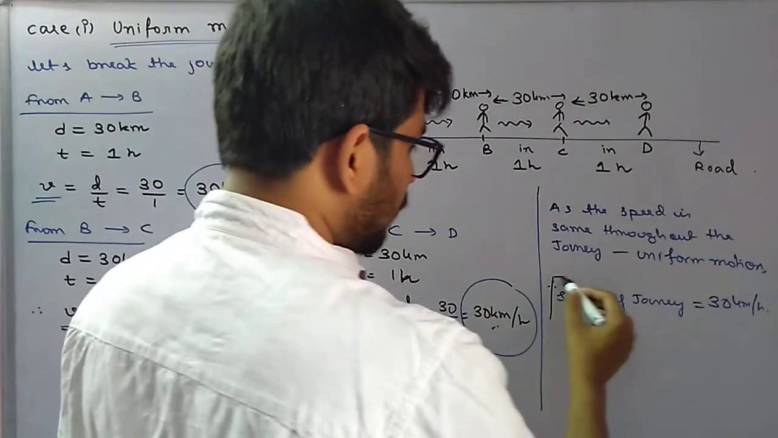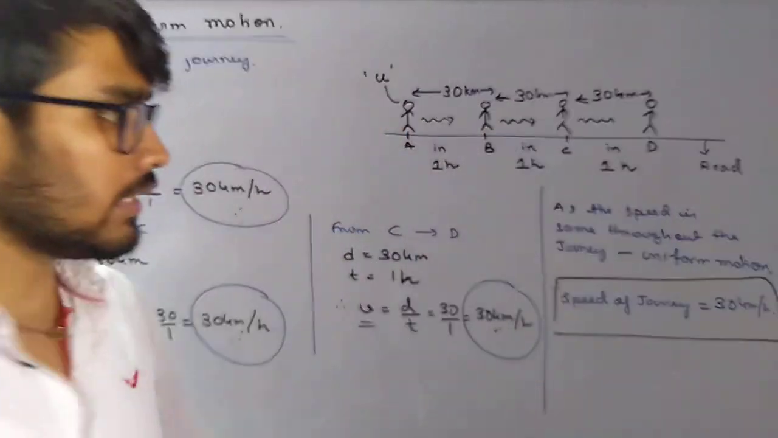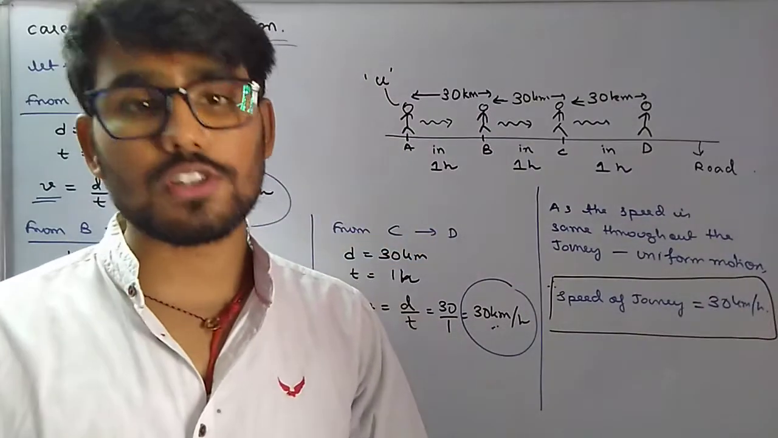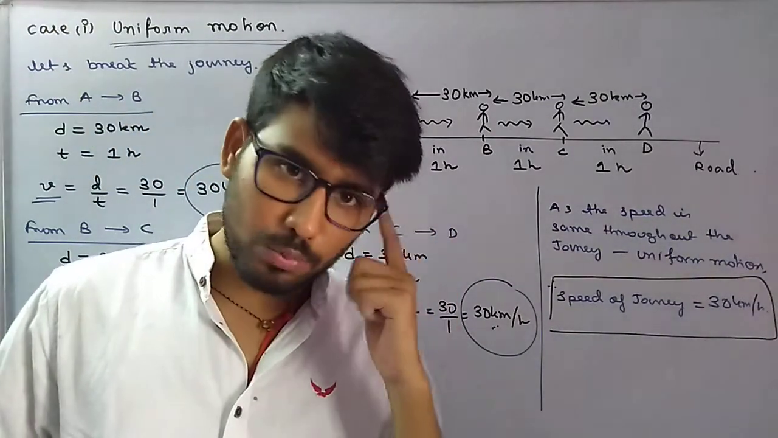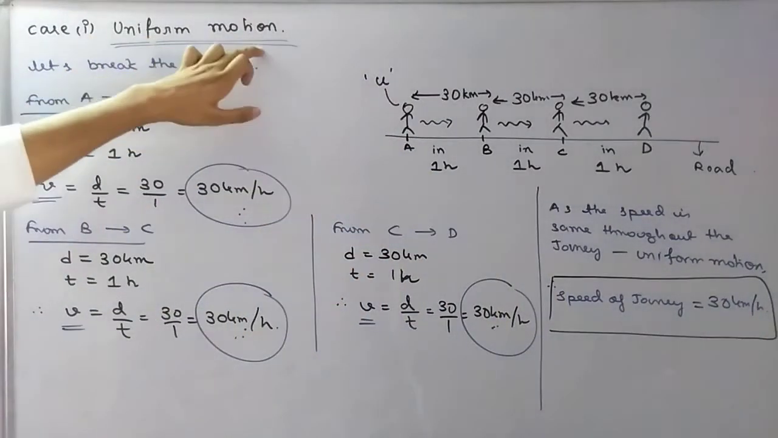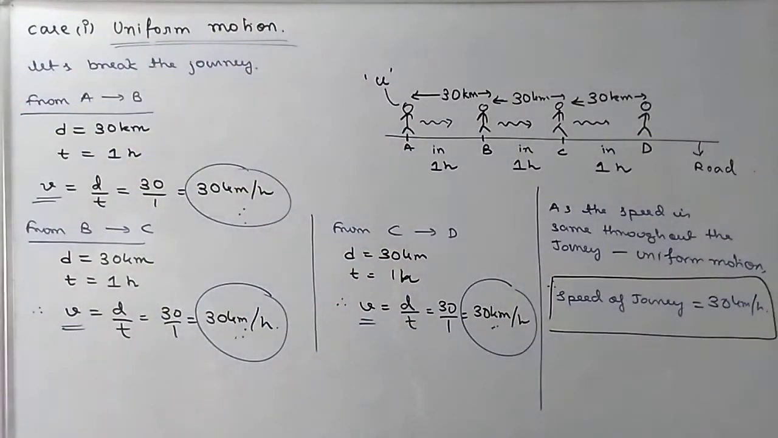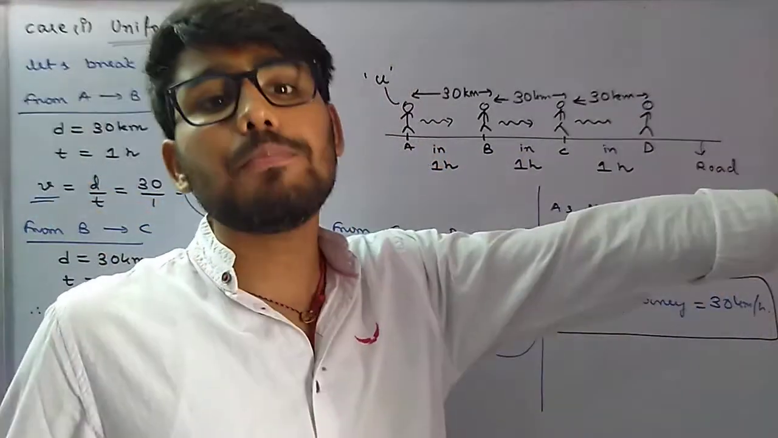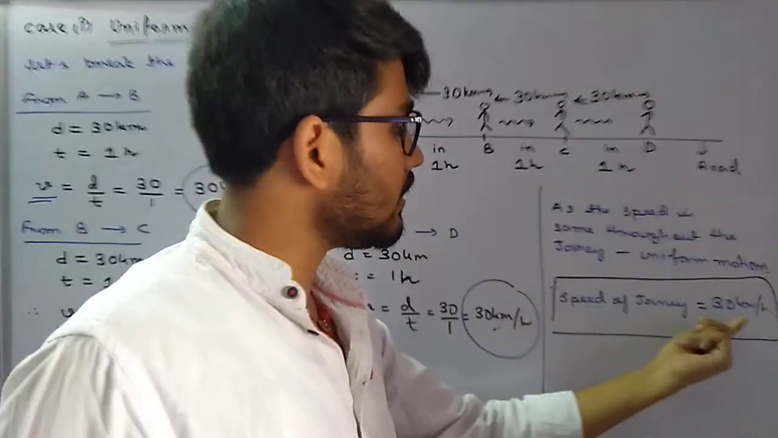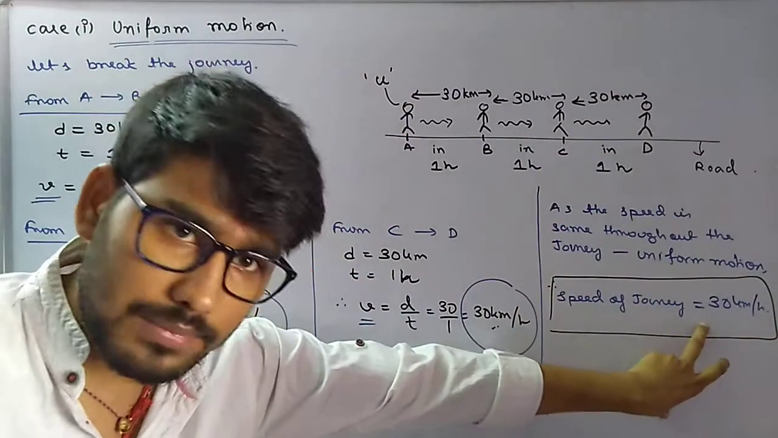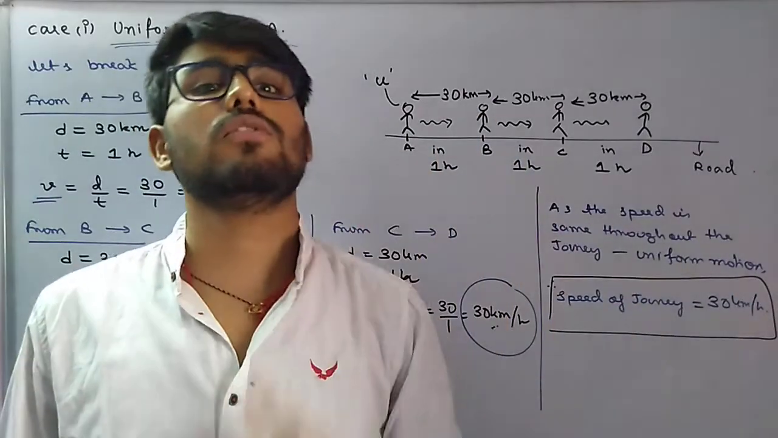If the body is moving with uniform speed, the speed of the journey is the same as the individual speeds. Now this point has to be very much emphasized. If the body is moving with uniform motion, in that case, the entire speed of the journey is always 30 km per hour. Now this is something which will be different in case of non-uniform motion.